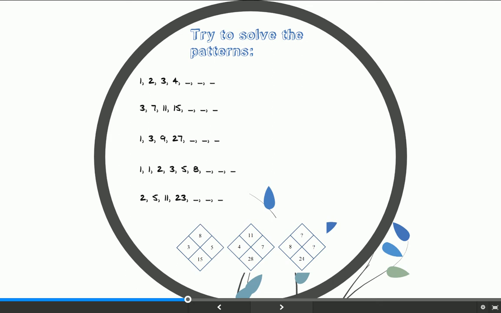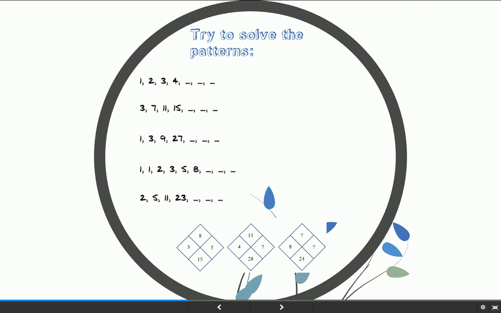Okay, now we're ready, so hopefully you got the answers. The first one here is simple, of course, 1, 2, 3, 4, 5, 6, 7. It's just adding 1 each time. The next one, most people get this one as well. 3 to 7, you added 4, 7 to 11, you added 4. Or you can go backwards, 15 minus 11 is 4, find the difference. So each time we're adding 4, so then it should be 19, and then 23, and then 27.